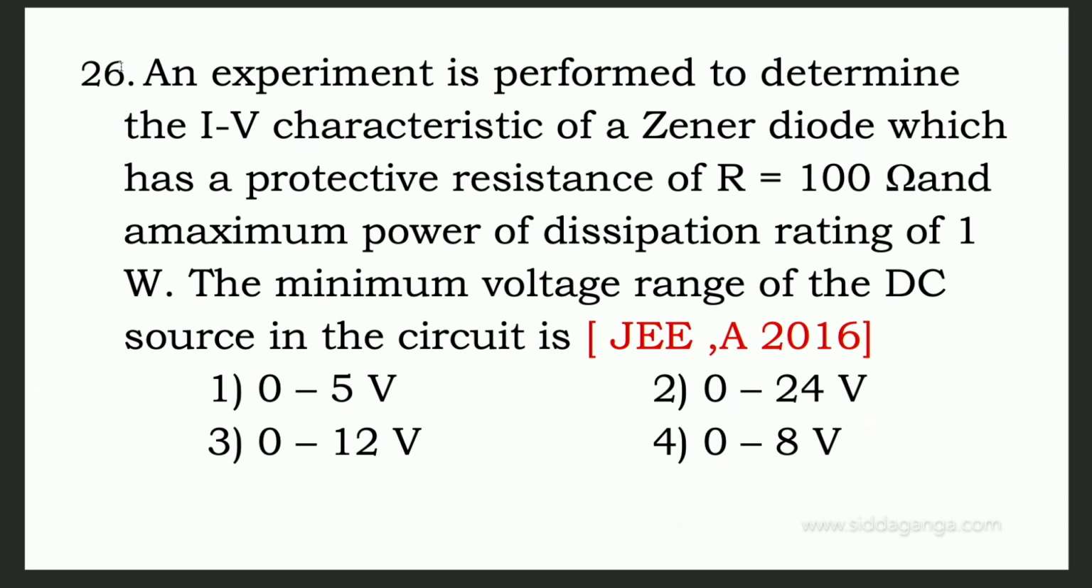JEE 2016: an experiment is performed to determine the IV characteristic of a Zener diode which has a protective resistance of 100 ohm. Maximum power dissipation rating is 1 watt. The minimum voltage range of the DC source in the circuit is?